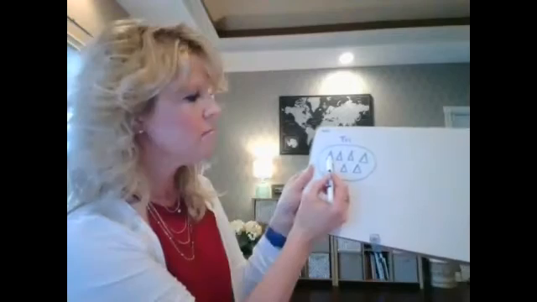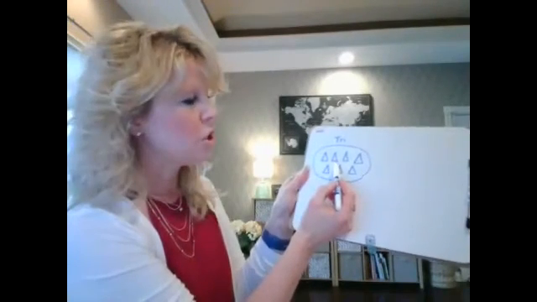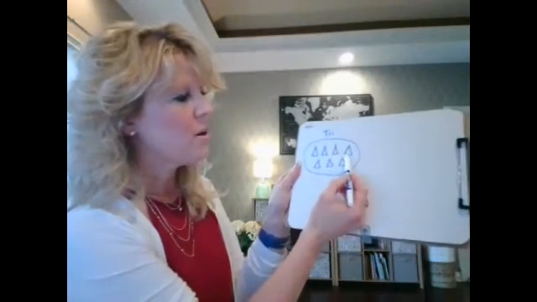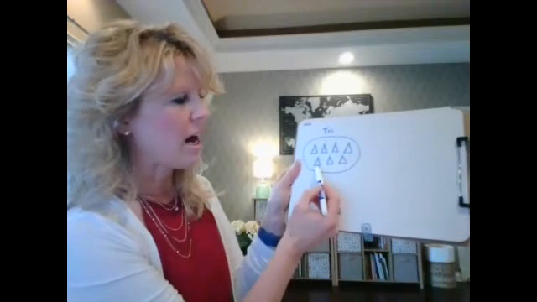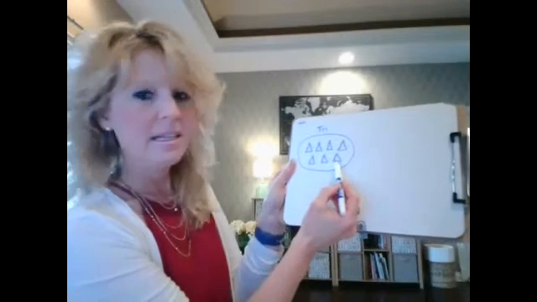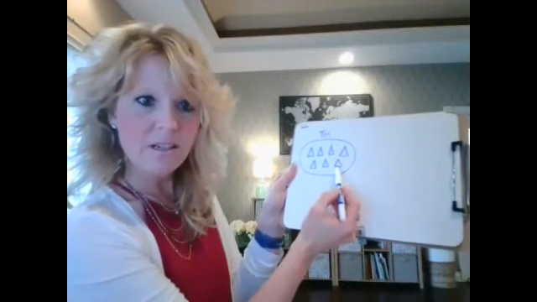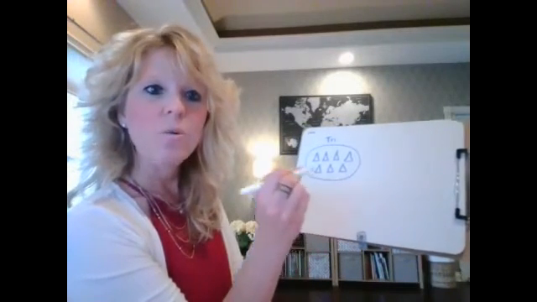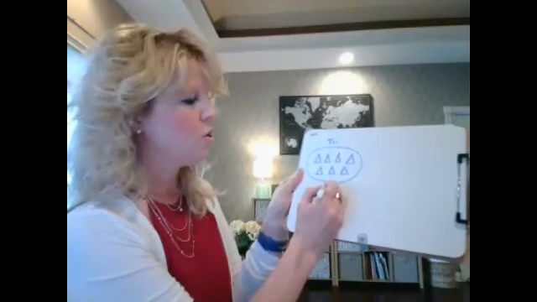Now let's count how many triangles are going to be in this set. Ready? 1, 2, 3, 4, 5, 6, 7 triangles. Now let's represent that with a numeral. The numeral would be 7.